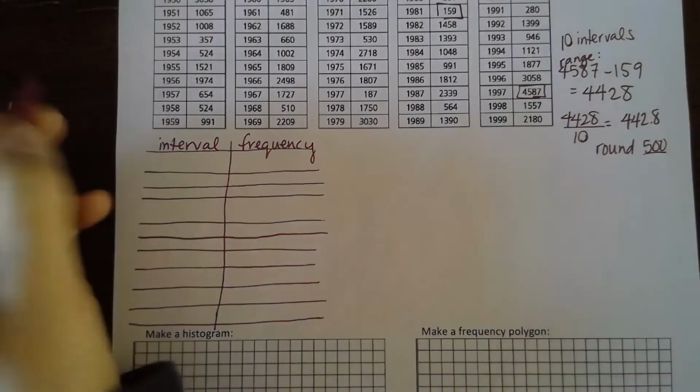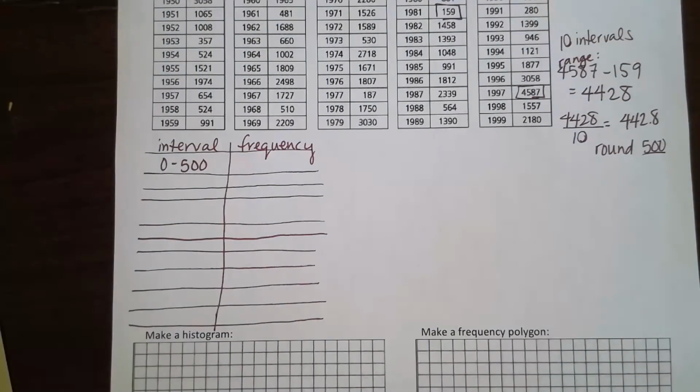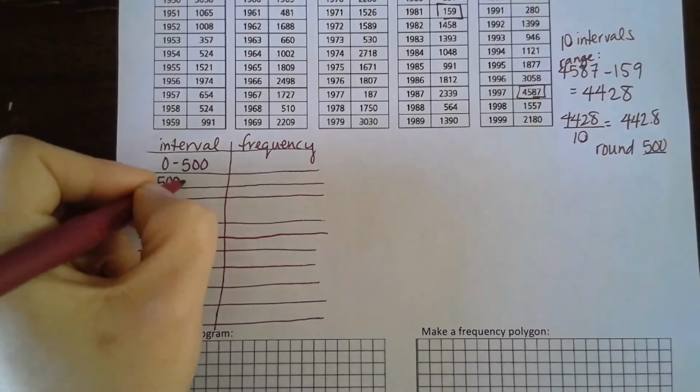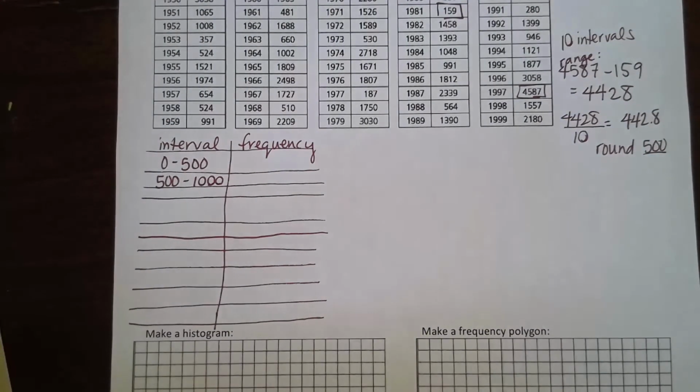Okay, so my first interval, I want to start at 0. So it's going to be from 0 to 500. Second interval is 500 to 1,000. Okay, and so I'm going to have intervals that are 500 units big.